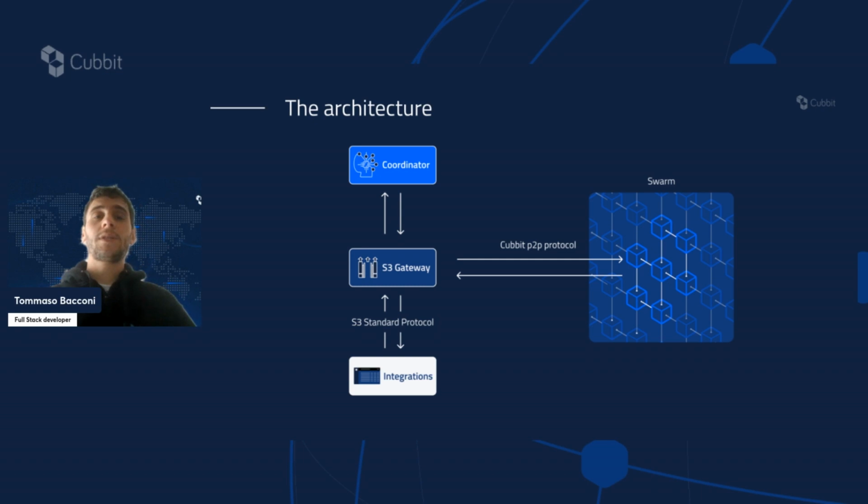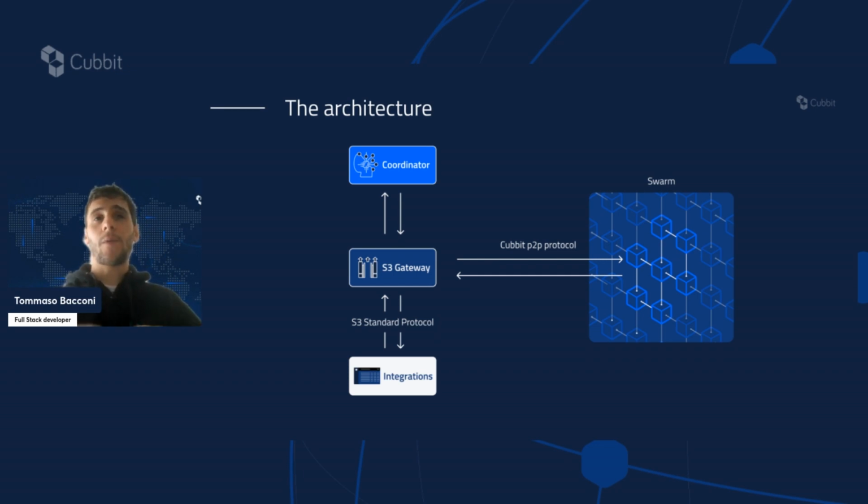And as Enrico was saying, we don't rely on data centers. Instead, we have this peer-to-peer network that we call Swarm, made of a lot of nodes that talk to each other with this peer-to-peer protocol that we implemented. And this peer-to-peer protocol is integrated with the S3 protocol and is translated through our S3 gateway. And this is why we are compatible with all those kinds of integrations out of the box.